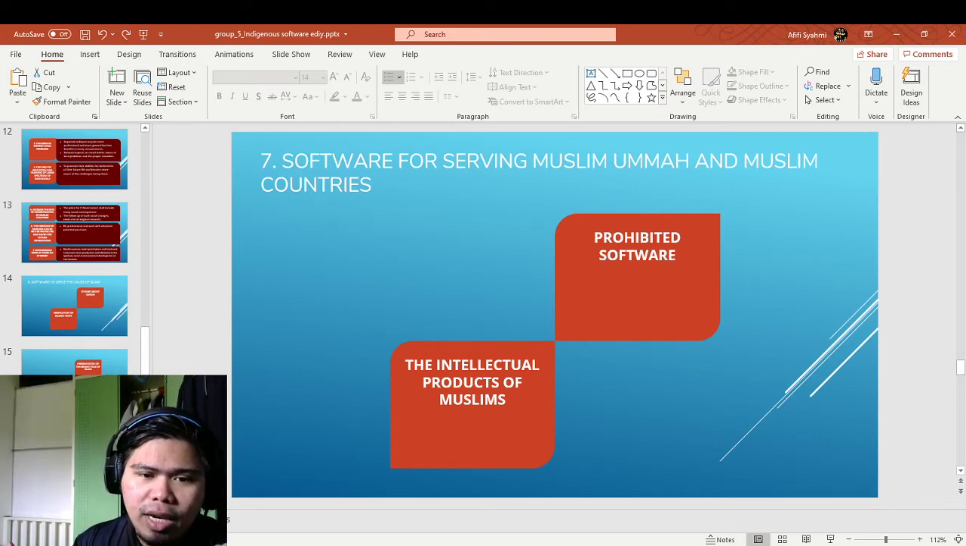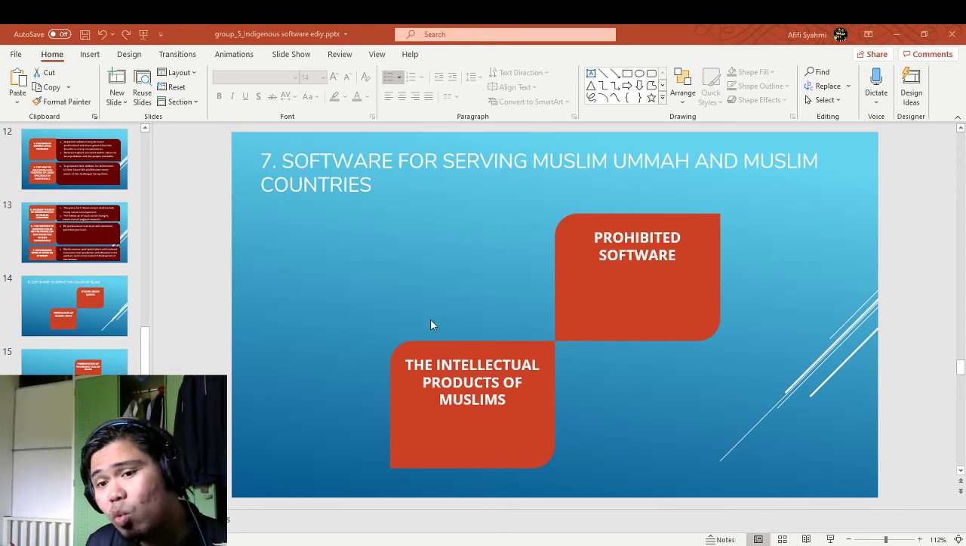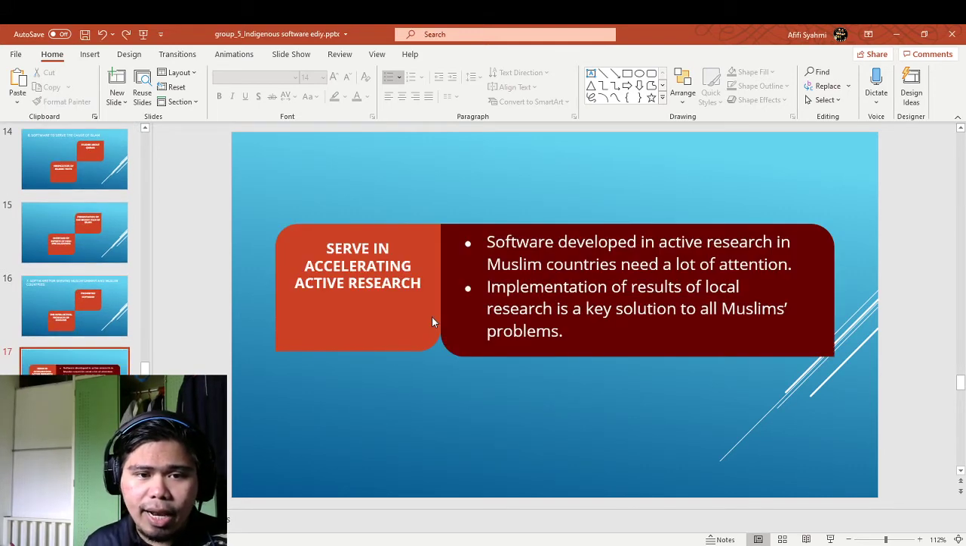Then the prohibited software. The prohibited software is what Islam prohibits, which results in prohibited services. Then next is the intellectual product of Muslims. Software directed towards the whole world should attract good attention, and Muslims should interact with it in a positive way. Okay, next on the list is to serve in accelerating active research. Software developed in active research in Muslim countries needs a lot of attention, and implementation is a key solution to all Muslim problems.